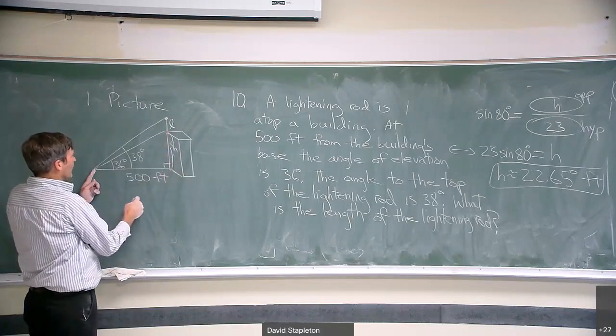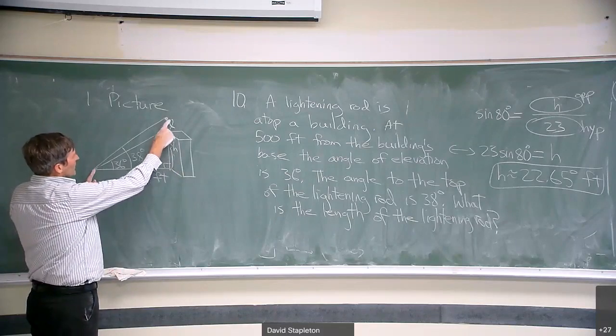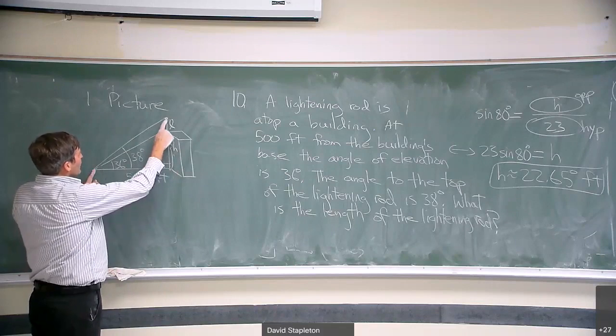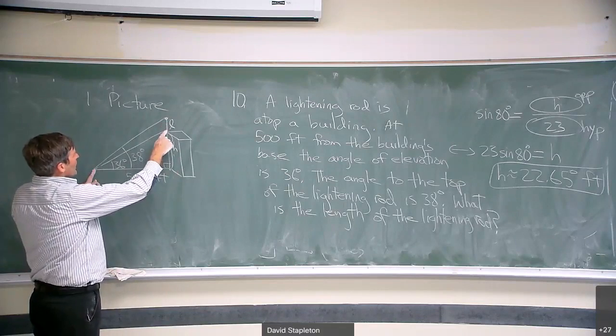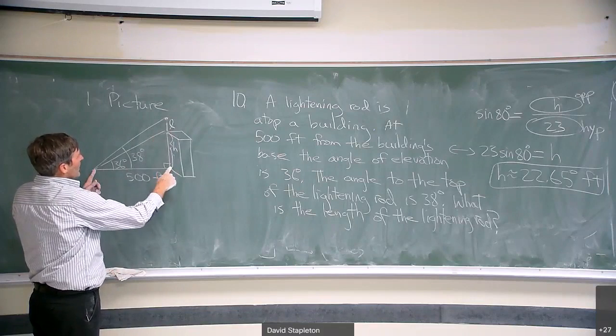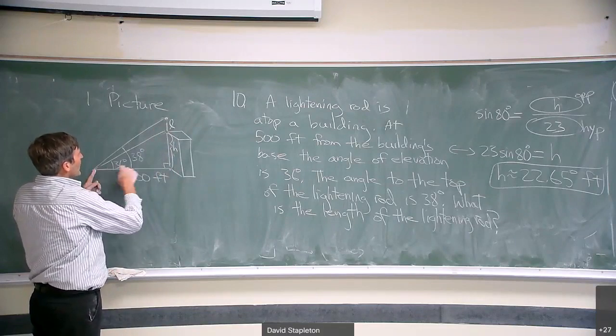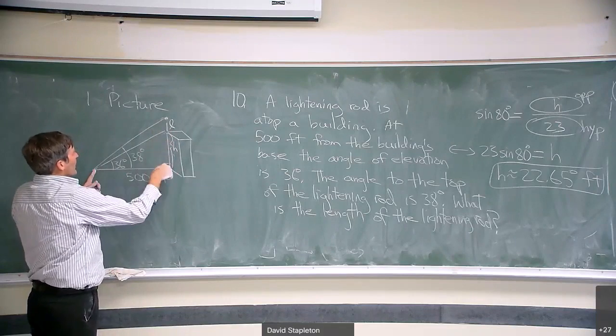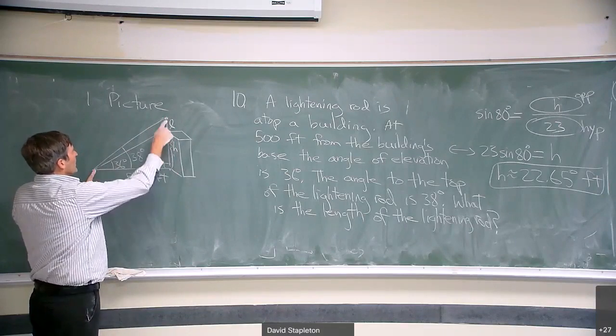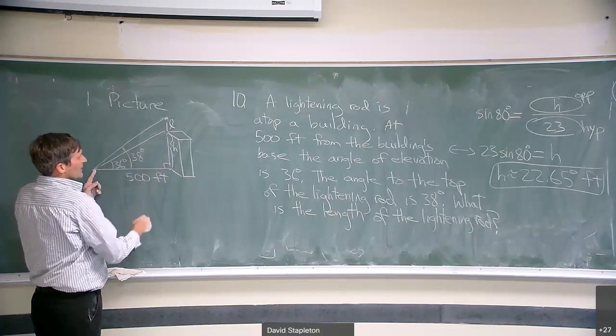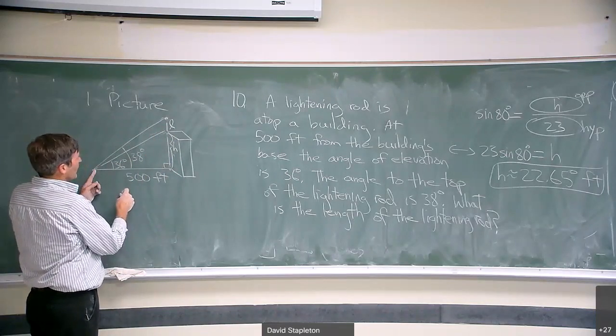Well, one thing I might need is the height of the building, right? So I'm going to think of this strategy. To find the height of the lightning rod, L, I'm going to take the height up to the top of the lightning rod minus the height of the building. So I'm going to find both of those. I'll find this height here from this triangle, and then this height here from this triangle, and I can subtract them. So that's the strategy.